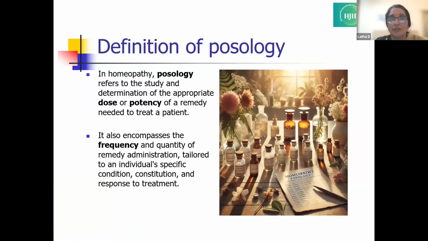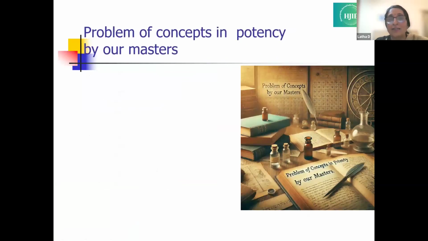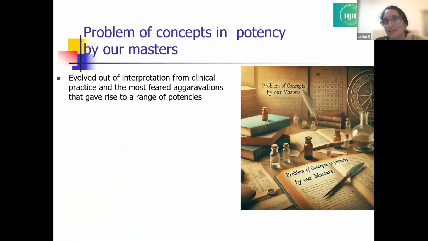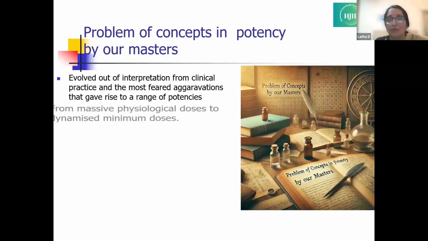Posology is the study and determination of an appropriate dose or potency of a remedy, and invariably also the frequency that we administer. It is almost every time case specific, individual specific. The whole concept of potency evolved by our masters when they found problems in their cases. That's an interesting study because almost all of them experienced aggravations, not getting cured. What to do? Are we using the right potency, even though the remedy came across right?